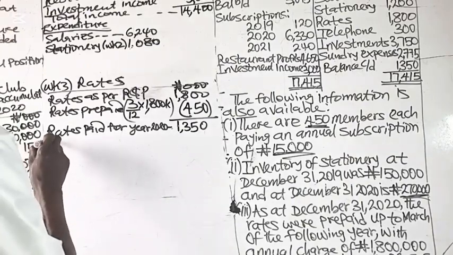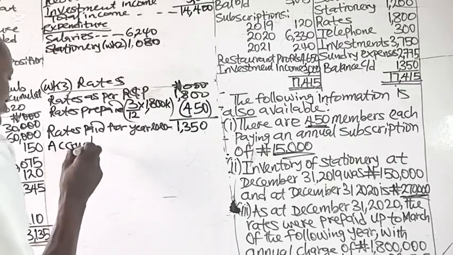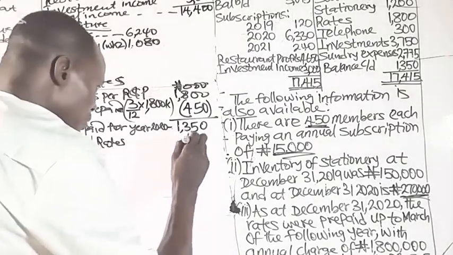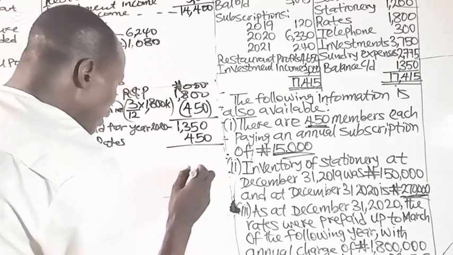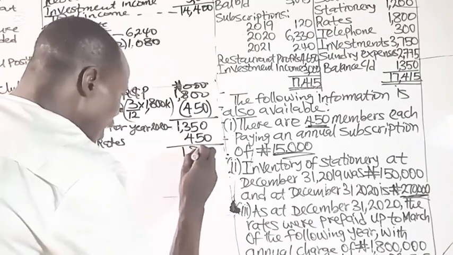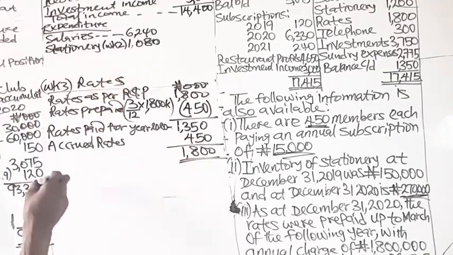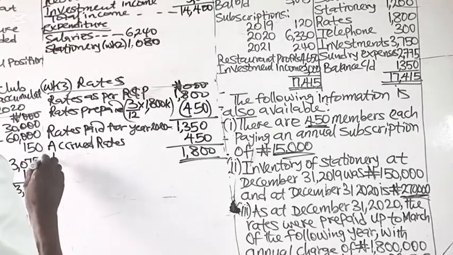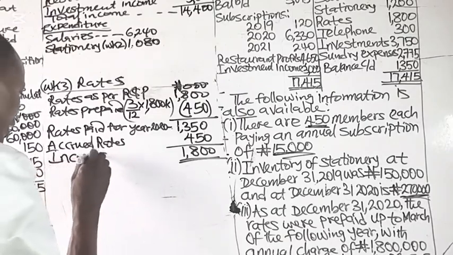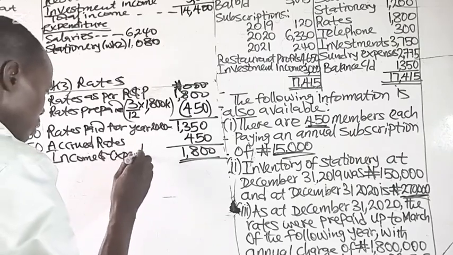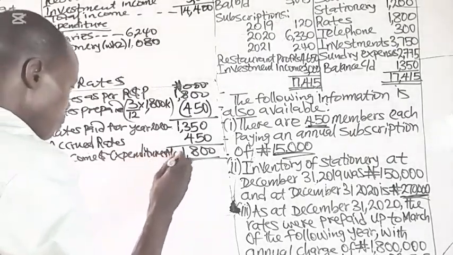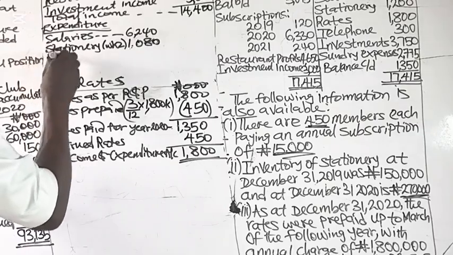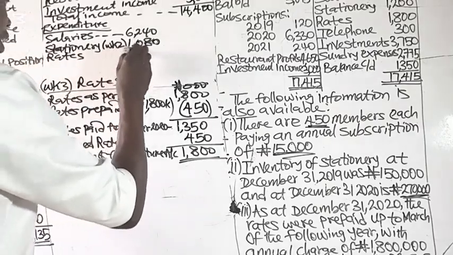So accrued rate, the amount accrued in the year 2020 is 450. So the amount that will be reported in income and expenditure account should be 1.8 million. Rate, that is, the amount that will be reported in income and expenditure account. So 1.8 million should be reported in income and expenditure account. So we have rates, 1.8 million.